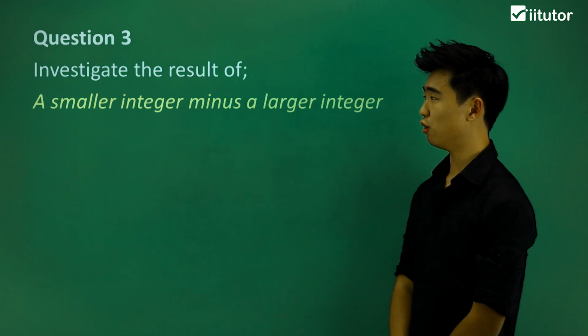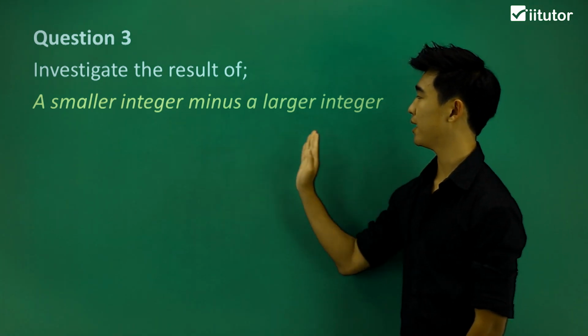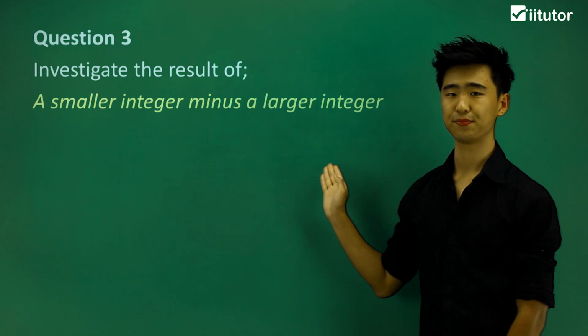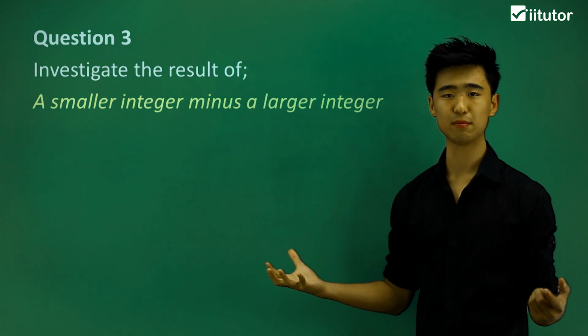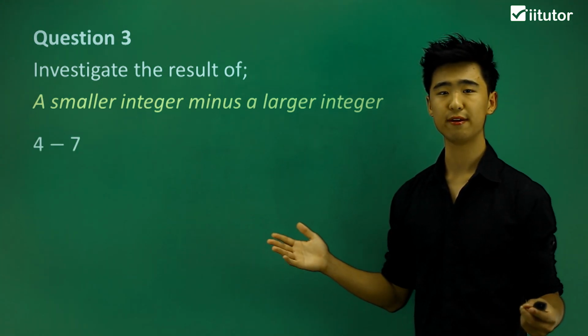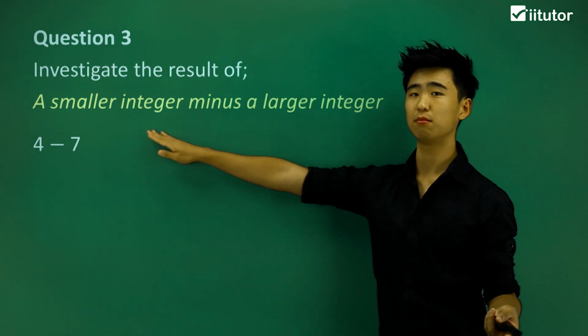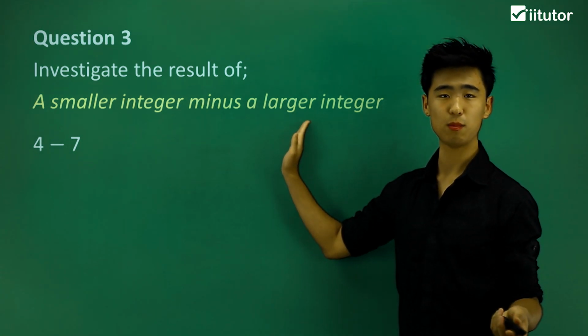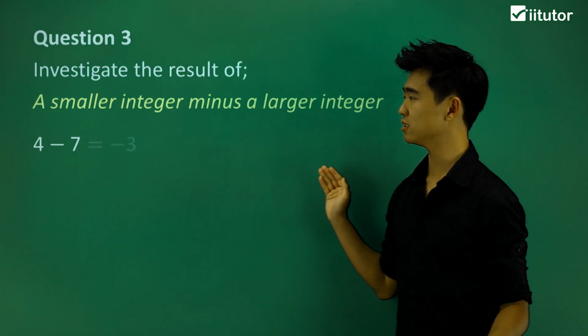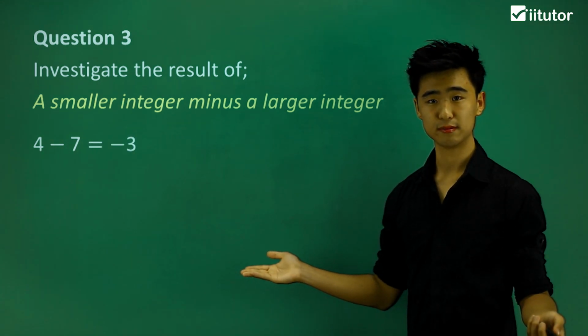Investigate the result of a smaller integer minus a larger integer. Again, let's think of examples. Let's try 4 and 7. 4 is the smaller number, obviously, and 7 is the larger number. So when we take away these numbers, we get negative 3.